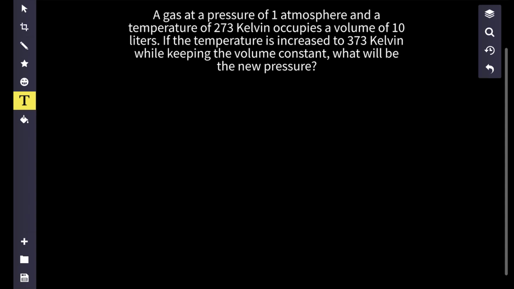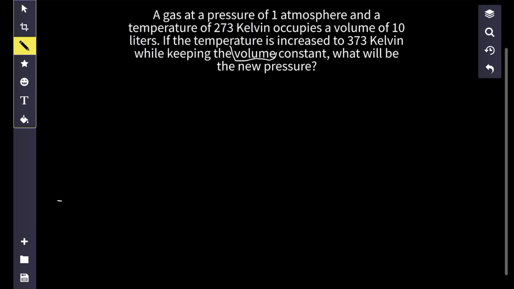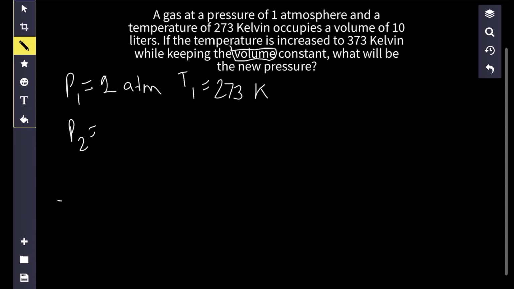If the temperature increased to 373 degrees Kelvin while keeping the volume constant, then because our volume is constant, we know that we're not going to use any formula involving volume. What will be the new pressure? Our P1, our initial pressure, is 1 atm, and our initial temperature, T1, is 273 degrees Kelvin. Our P2, we're trying to solve for this, so that's going to be x. And our T2 has increased to 373 degrees Kelvin.